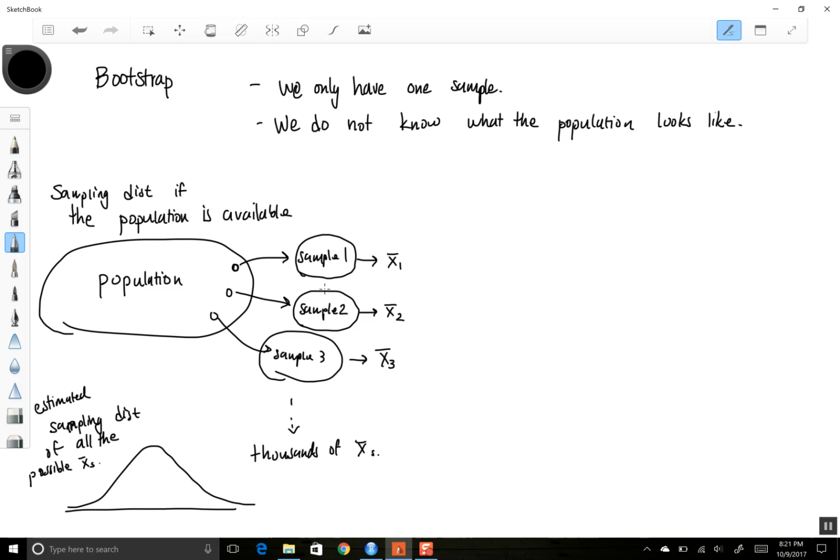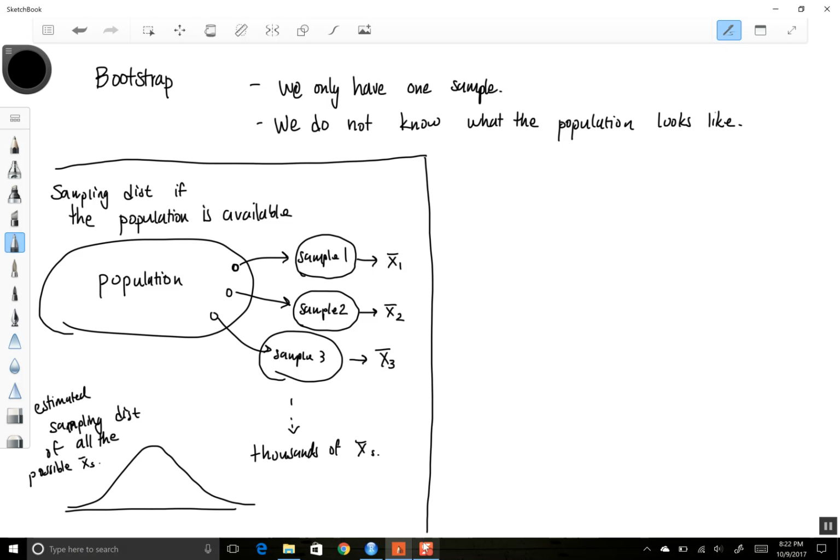Okay, so this is where the central limit theorem comes from. But this is the sampling distribution, okay? The central limit theorem just says that this sampling distribution is going to look like the normal distribution. That's what the central limit theorem says. Okay, so this is nice if we have access to the population. Bootstrap, we do not have access to the population.